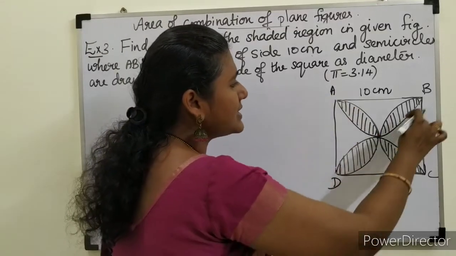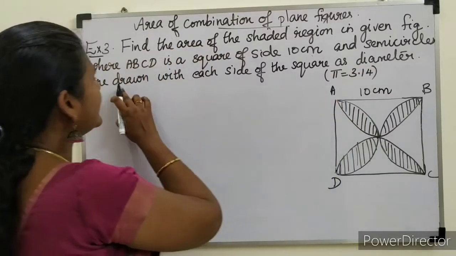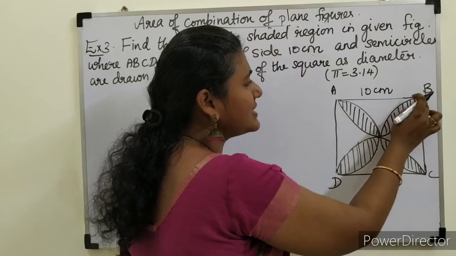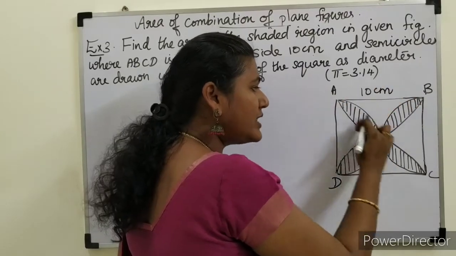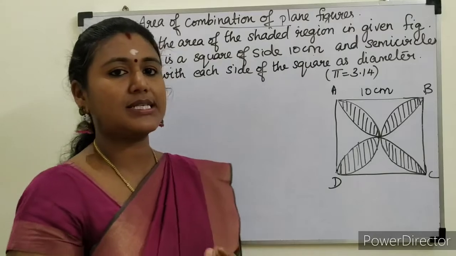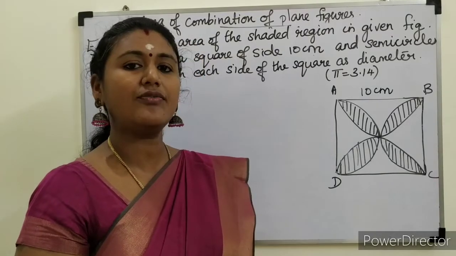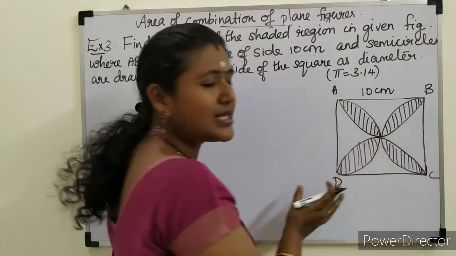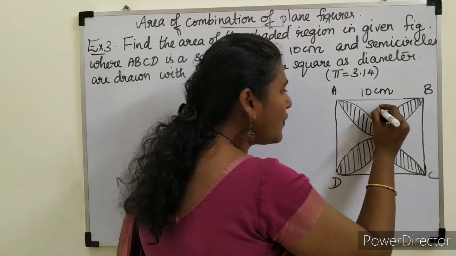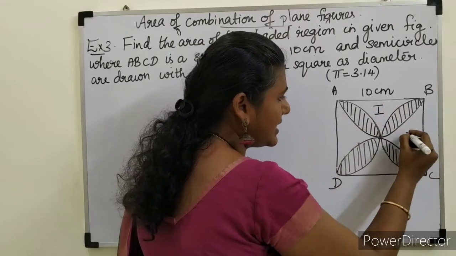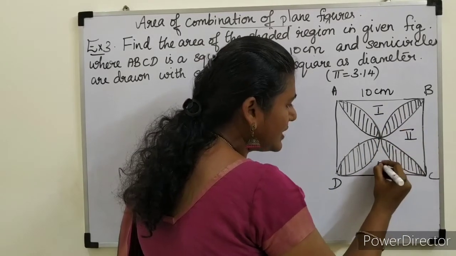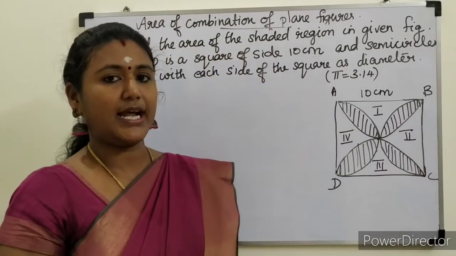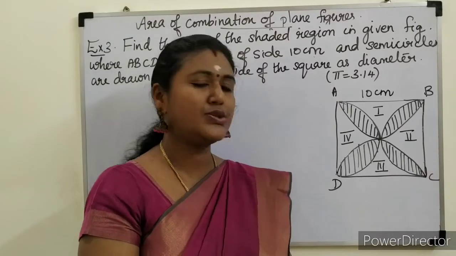Here the semicircles are drawn with each side of the square as diameter. Actually this side is the diameter of this semicircle. So 4 semicircles are drawn with the sides of the square as diameter. How we are going to do this question is actually very important. So we will mark the regions which are not shaded as 1, 2, 3 and 4.